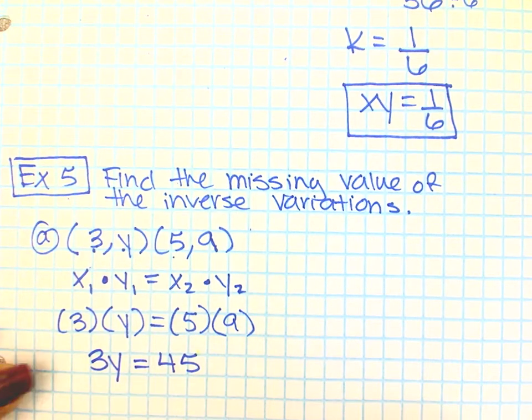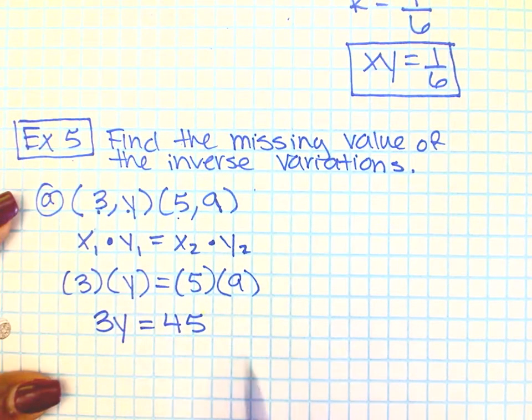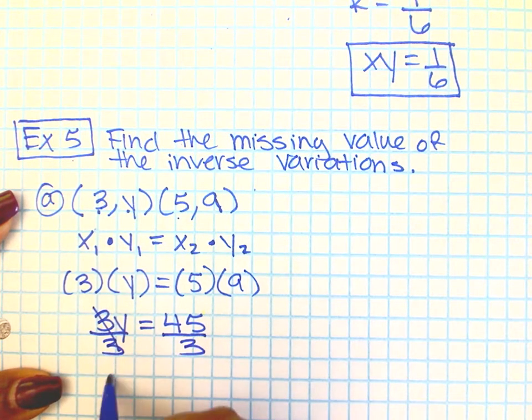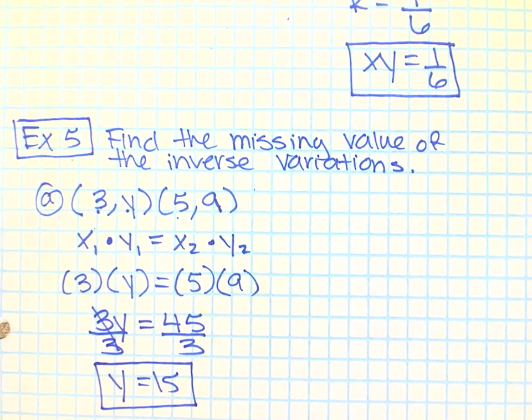Easy. Then you just divide by 3 and get y by itself. So I'm going to divide by 3. Divide by 3. My 3's cancel, and y equals 15. That's my answer. You're just finding the missing point. Easy enough, right? You just set them up equal to each other, multiply, solve for y.